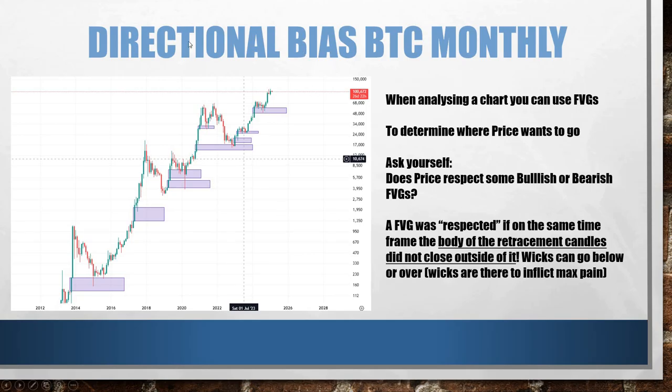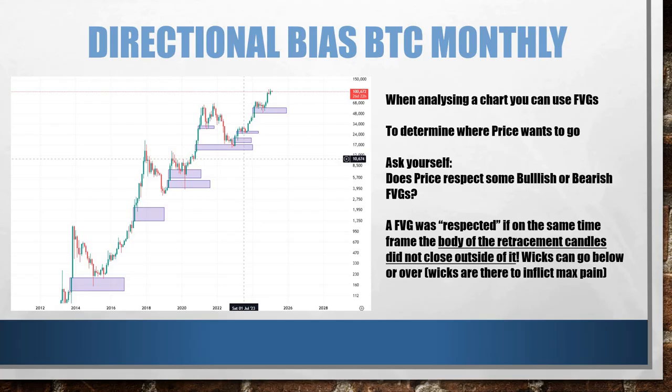Then, directional bias. So what do I mean by that? This is a monthly chart of Bitcoin from 2014 to today, and you can see that Bitcoin has been going up, retracing inside a fair value gap. So what do I mean by inside? Well, we want a fair value gap to be respected, to be counted, right? A fair value gap that is not respected, for me, I just ignore it and I just discard it.